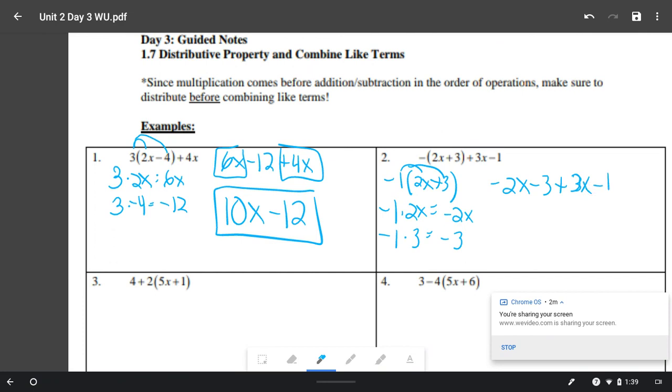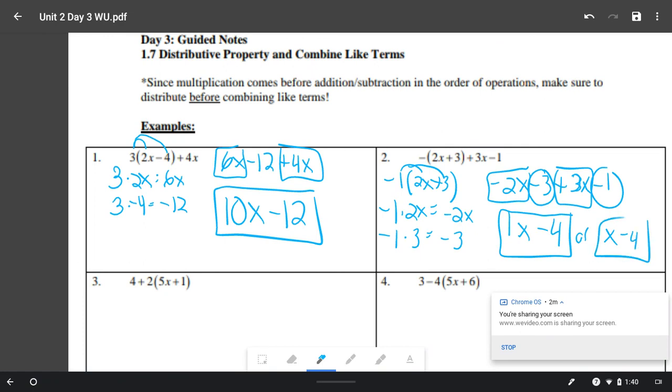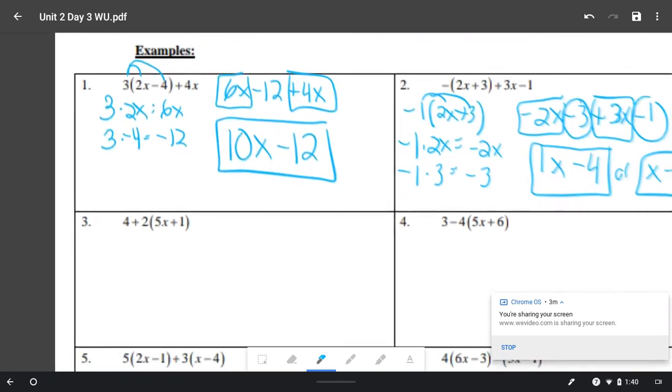And then we do our combining of like terms. Our combining of like terms says if you have anything with the same exact variable and the same exact exponent, you can combine those coefficients. So this x and this x I can combine together, and that would give me 1x. These constants, I can combine. Negative 3 minus 1 would give me negative 4, and that'd be my final answer in the end. It would just be 1x minus 4, or you don't have to write it with the 1 in front. You can just write x minus 4. We'll accept either one as your answer. They'll both be good answers on a quiz or a test.